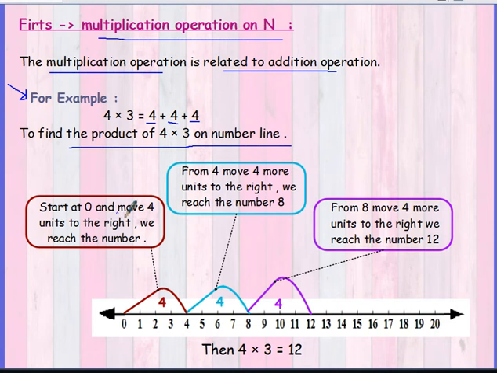First, start from 0 and move 4 units to the right. We reach number 4: 1, 2, 3, 4. Move another 4 steps to the right: 1, 2, 3, 4. And another 4 steps to the right: 1, 2, 3, 4, till I reach number 12. Then 4 times 3 is equal to 12.